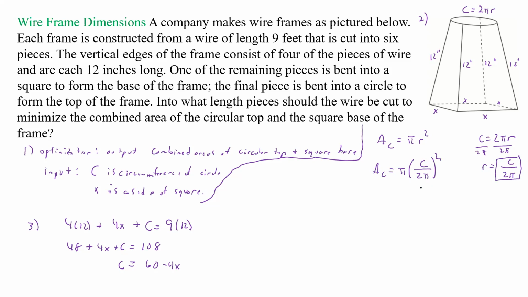Now, what else can we do? Well, guess what? Now we've substituted here. Now we can take this c and plug it in here and get rid of that, and then we're in terms of only x. And so if we do that, maybe we should move over a little bit so we have more room. Now we have A of, again, it's still of c right now, but let's leave it as that, is equal to pi times c, which now is (60 minus 4x) over 2 pi, and we're still squaring it.